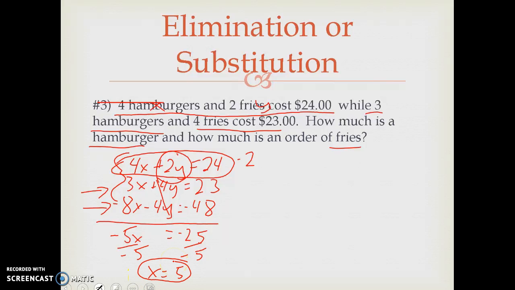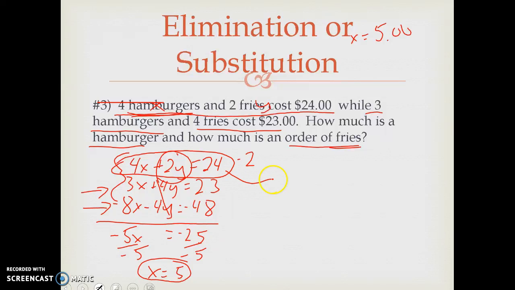And so x was a hamburger. That means that a hamburger costs $5. So $5 for a hamburger. That's what x is. Well, then I want to figure out how much an order of fries costs. Well, that's what y is.